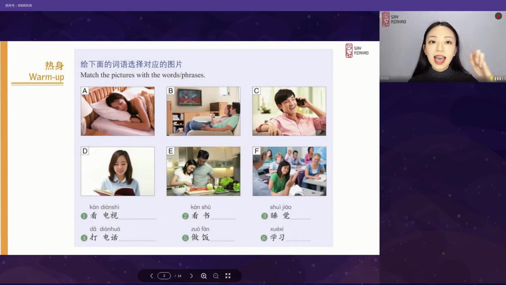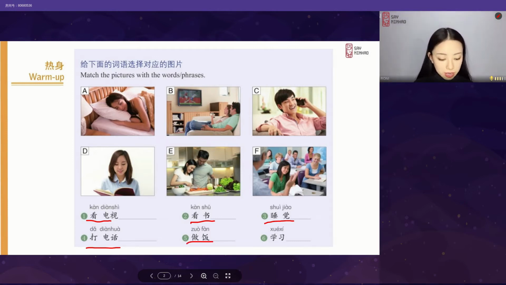First one is 看电视. 看电视, we're really familiar with it. It means watch TV, okay? Watch TV. Next one, 看书, it means read books, right? And next is 睡觉, to sleep. Next one, 打电话. 电话 means telephone, so 打电话 actually means call someone. Next, 做饭, we know it means cook. And last one, 学习, we're so familiar with it. It means to study. That is what we are doing now.